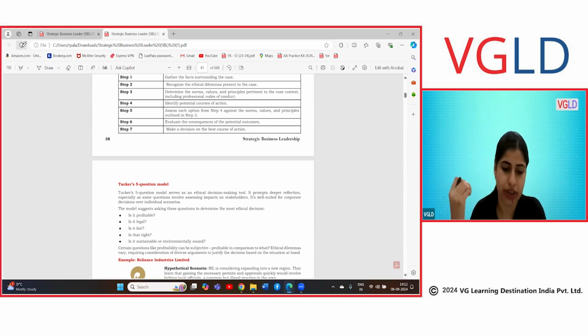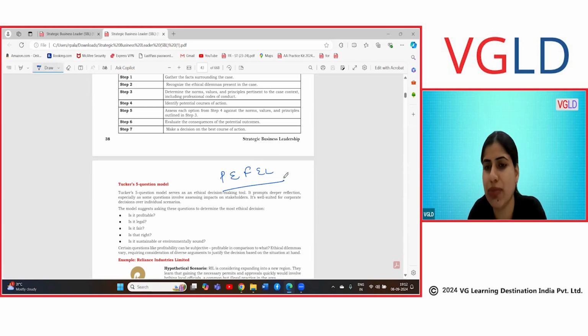Now, the Tucker model is basically an ethical decision making tool. Whenever you have to make a decision based upon ethics, whenever you are confused about the ethical facts, you will follow this Tucker 5 forces, 5 question model. You have to imagine whether these are the 5 factors, and I have created a mnemonic which is PEFL. You might have heard about Pestel. Guys, have you heard about the Pestel model?